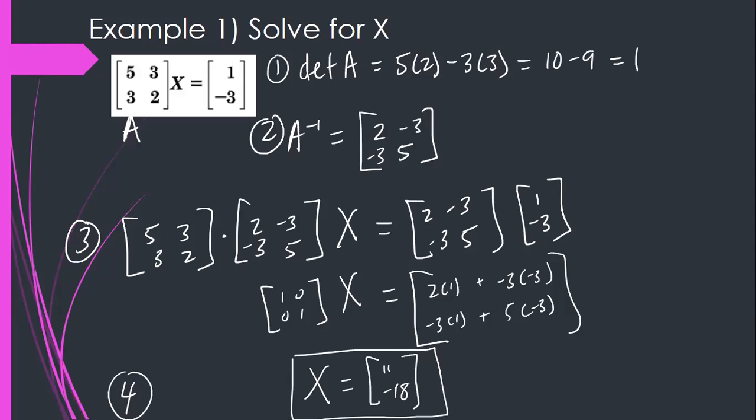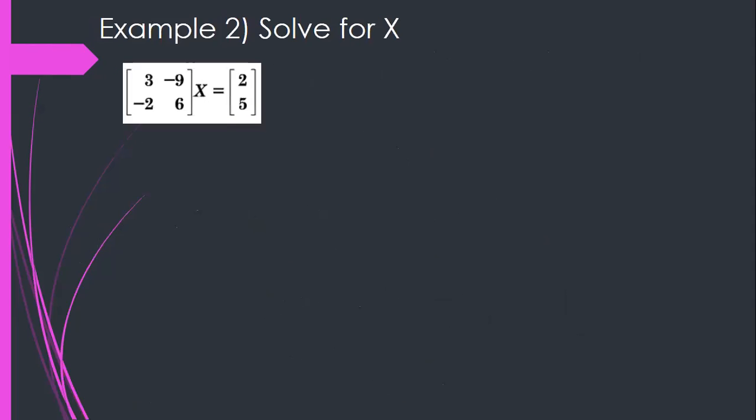All right. Okay, so let's try another one. So we're going to do another one, solving the matrix. So step 1 is to find, we're going to call this matrix A. So find the determinant of matrix A, cross multiply and subtract.